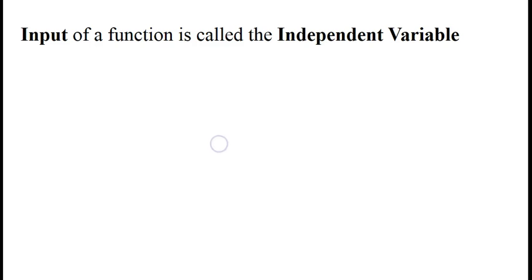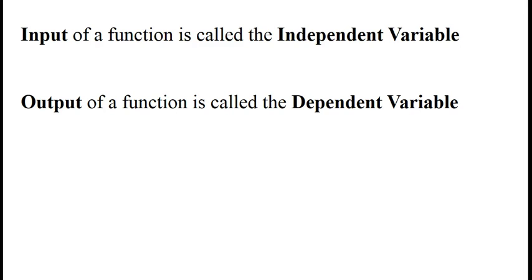So I want to talk about input and output now. Input of a function is called the independent variable. This can also be thought of or also called your x values or your domain. Likewise, the output of a function is called your dependent variable. This can be thought of or also called our y value or our range.